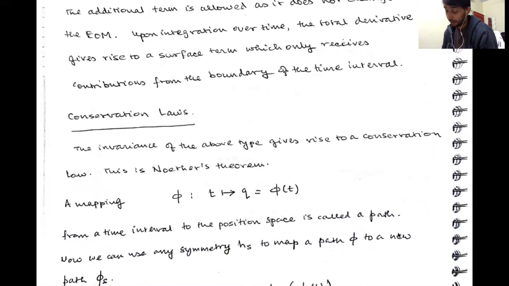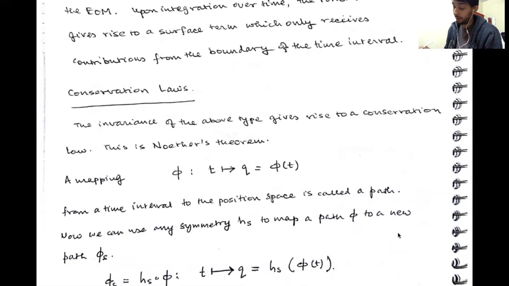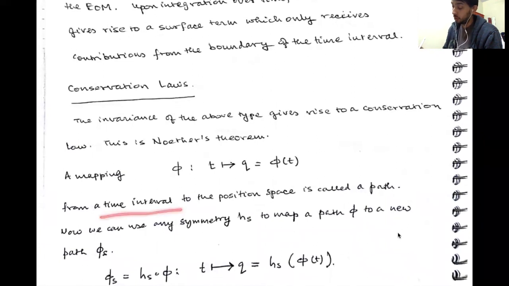So we have a mapping phi of this sort, such that for each t you have a phi of t. So this is a mapping from a time interval to position space, and this is what is called a path. Okay. So this is something that you guys know well, but yeah, this is just written in a little more formal language.